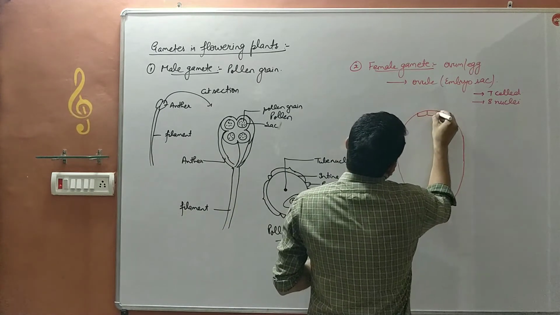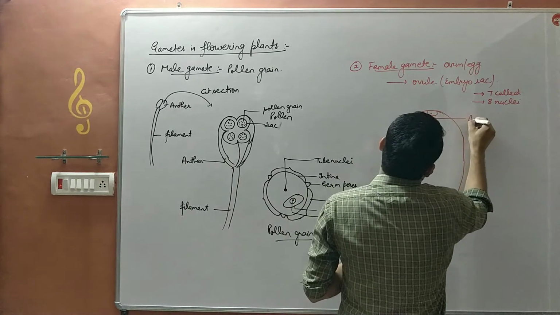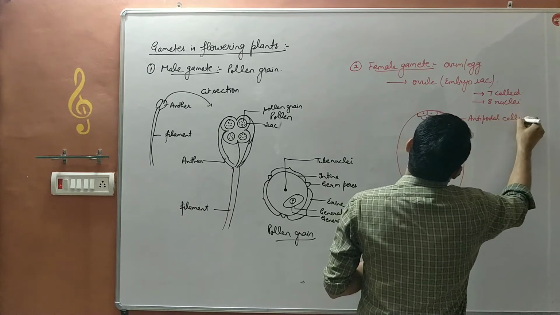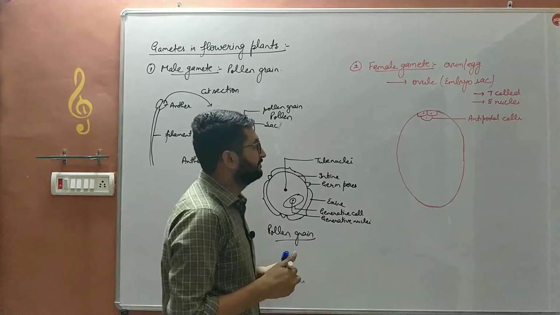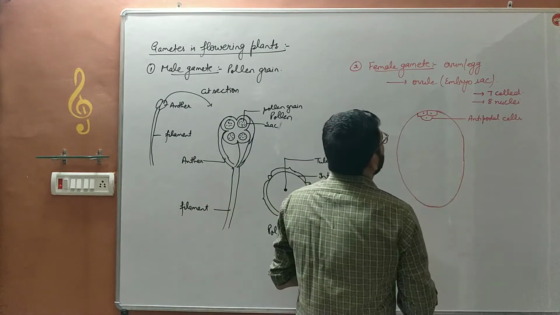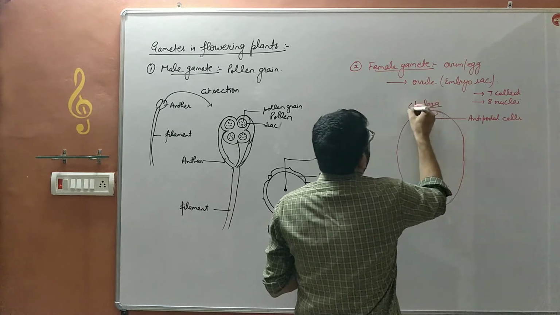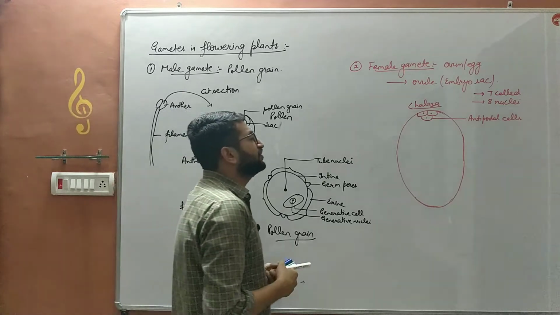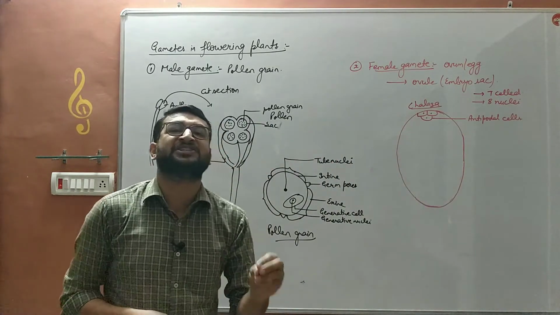At its one end, it has 3 cells. These cells are known as antipodal cells. So these are 3 cells along with its 3 nuclei. The end at which the antipodal cells are present is known as chalaza. That end of the embryo sac at which the antipodal cells are present is known as chalaza.